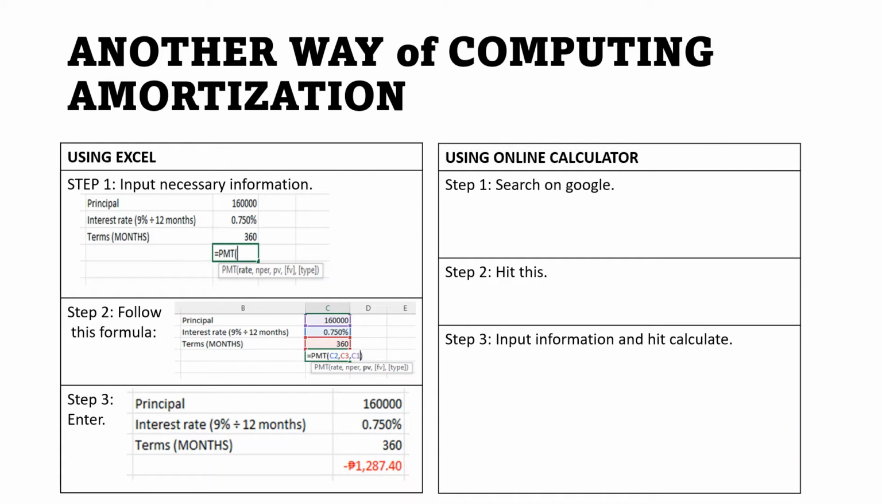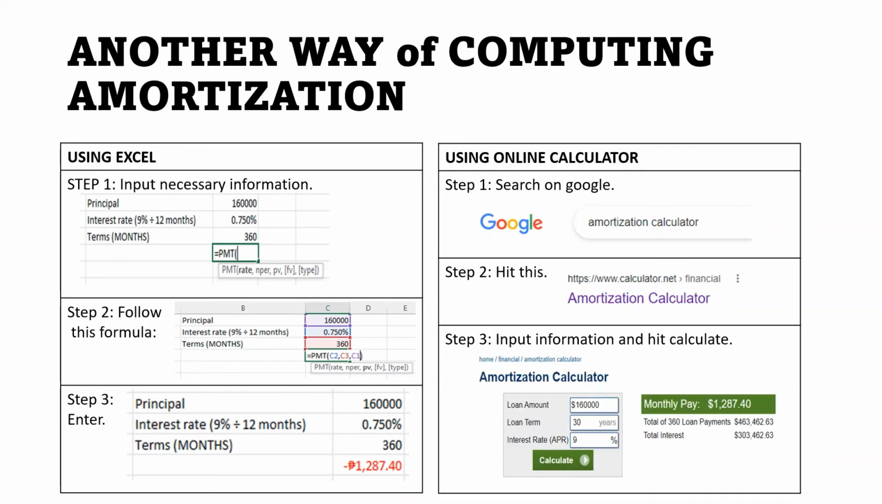And another way is using an online calculator. For step 1, search on Google "amortization calculator" and hit www.calculator.net, input the information and hit calculate. For example, the loan amount is 160,000 pesos, the loan term is 30 years, and our interest rate is 9%. We can see here the monthly payment is 1,287 pesos and 40 centavos.